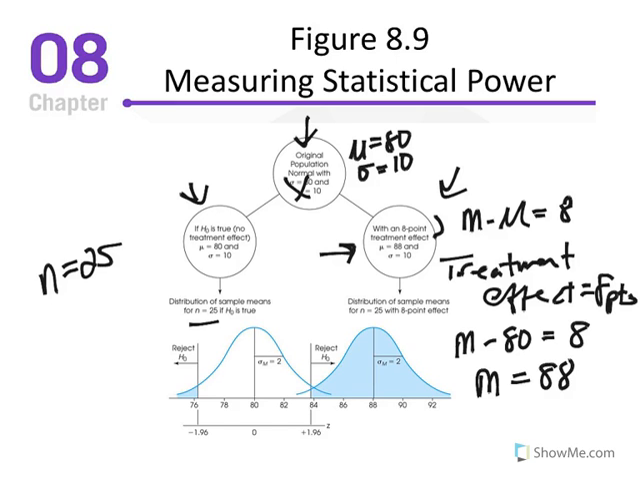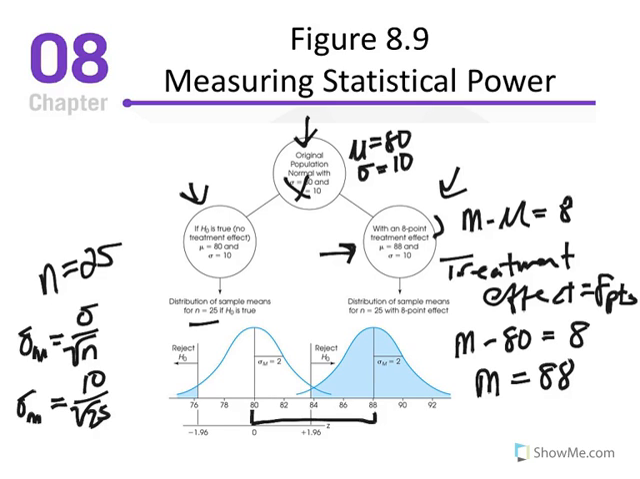And so now, given this effect, notice the difference. So we moved from 80 to 88, right? And the standard error was calculated by using our equation of standard deviation over the square root of n. Standard error is equal to 10 divided by the square root of 25, because they told us we're using a sample of 25 individuals. So that's 10 over 5, and our standard error of the mean is equal to 2. So that's where the standard error of 2 comes from.